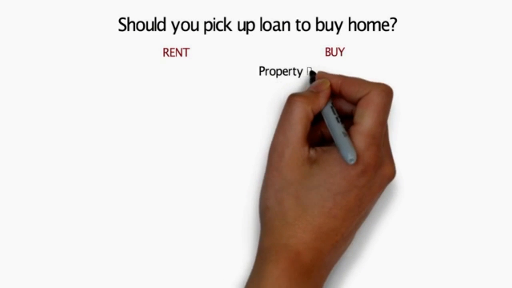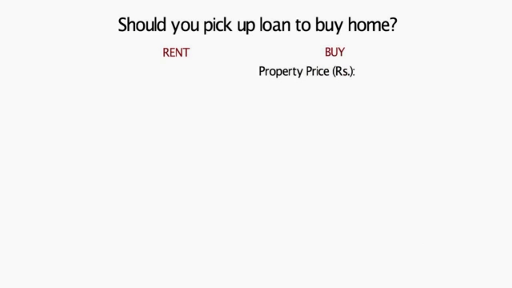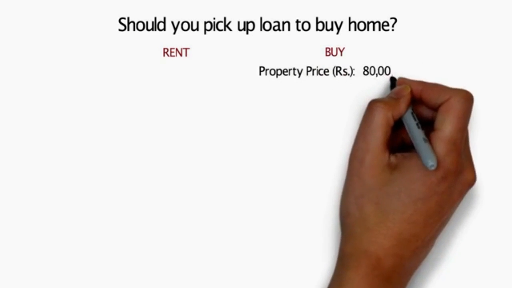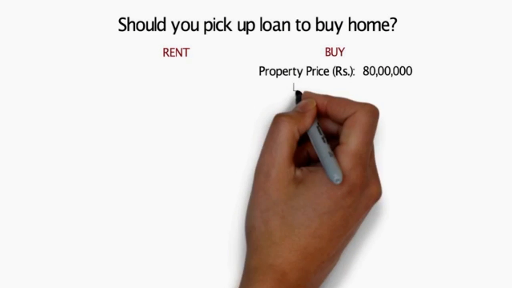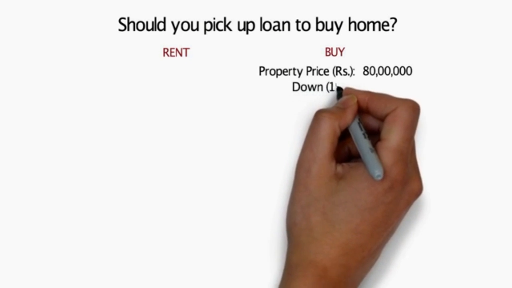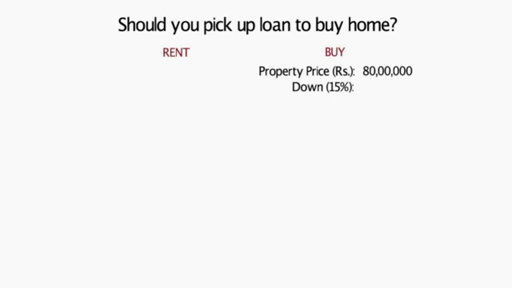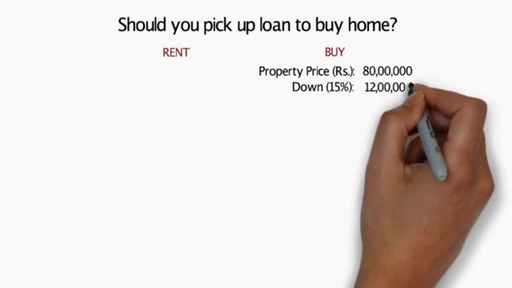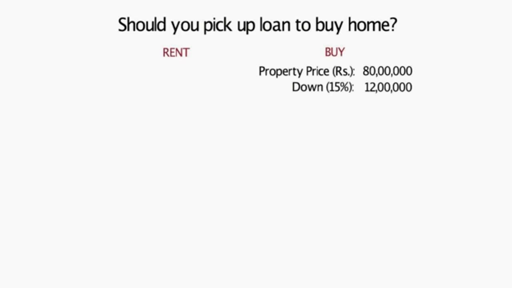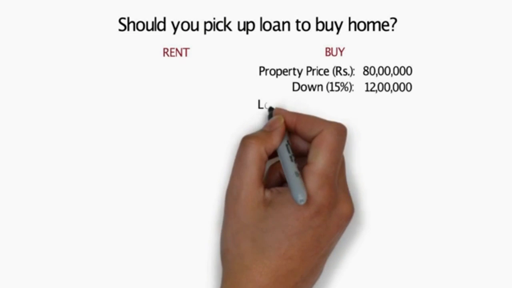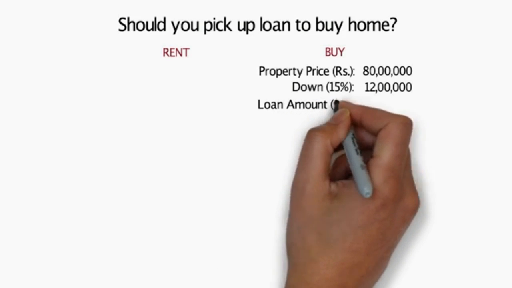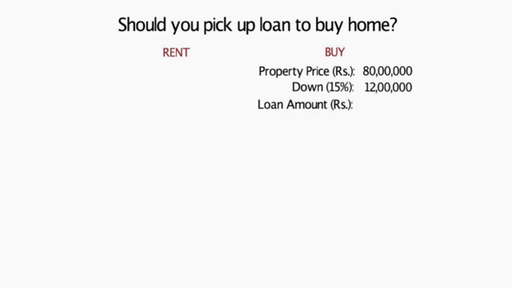To buy a property on loan, which costs you around 80 lakhs rupees, you will need to put down 12 lakhs. Down payment means you will have to actually give a check of 12 lakhs rupees to the developer before you can go to the bank and apply for a loan. So let's say you do that, you will have to apply for a loan amount of 80 lakhs minus 12 lakhs, which is 68 lakhs.